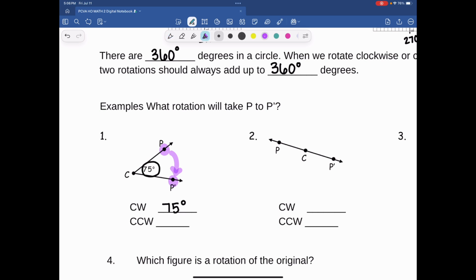Now, if we want to rotate it counterclockwise, so if I'm starting with P here and I rotate it all the way around, okay, that's putting me at a different rotation counterclockwise.